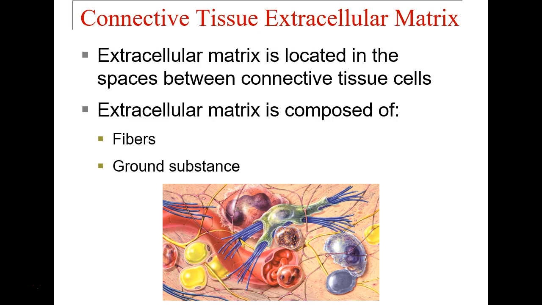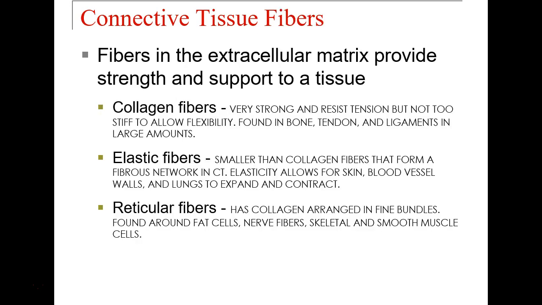Alright, so that extracellular matrix, most of it contains fibers and ground substance. So that tells you it's just filling the void. Those fibers, though, we do have some particular types. We have collagen, elastic, and reticular. Collagen is going to be your very strong type of fiber, and it resists tension, but it's not so stiff it can't be flexible.